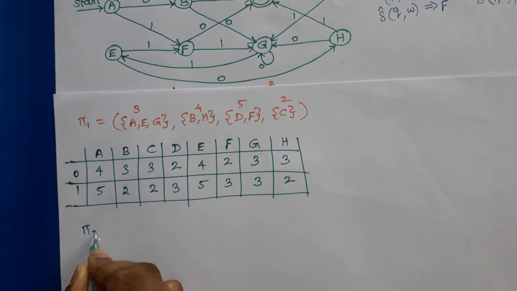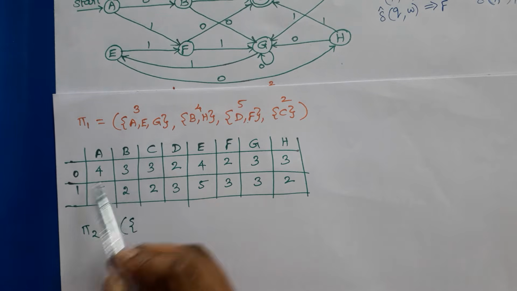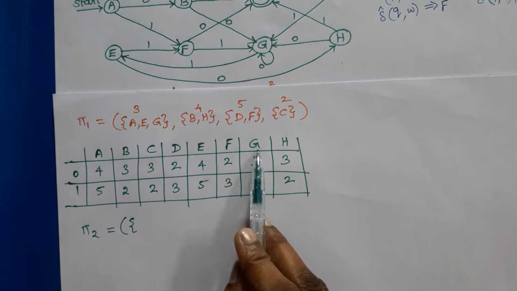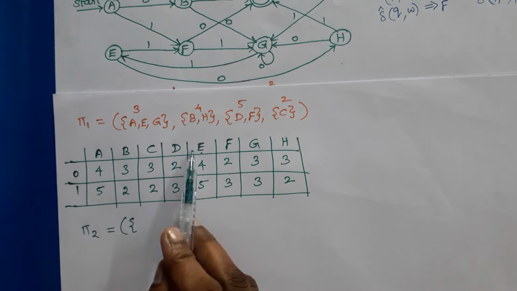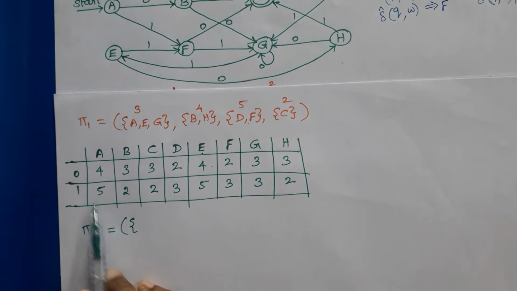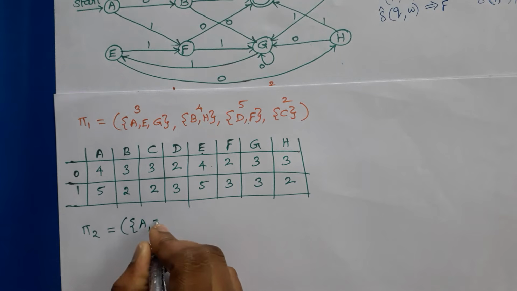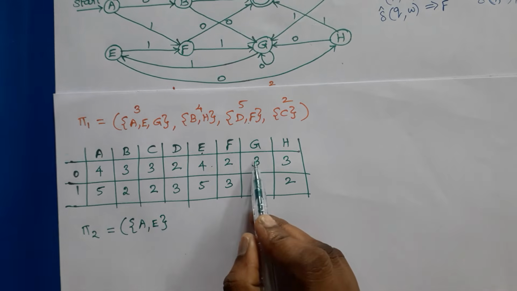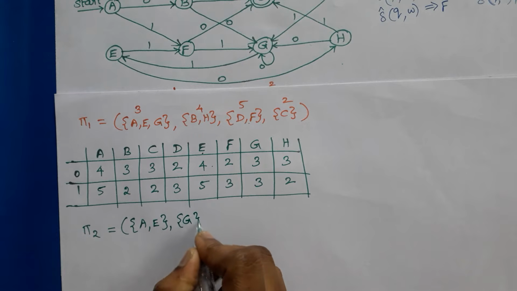So this is 5 2. We have to check A, E, G, their configurations. Out of A, E, G, A and E have the same 4 5 4 5. For the input symbol 0, both A and E go to 4, and 1 goes to 5 group number. So A and E are in a single group. A and E are equivalent in this step. But G is a different group because it goes to 3 3.